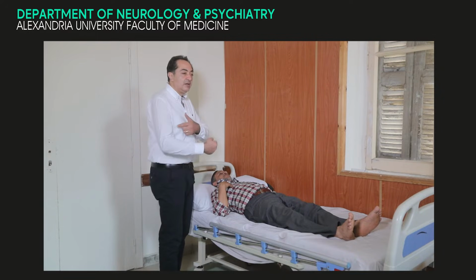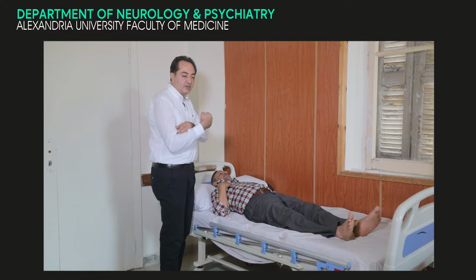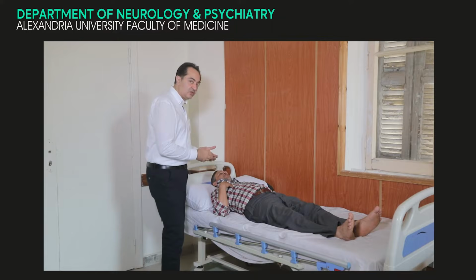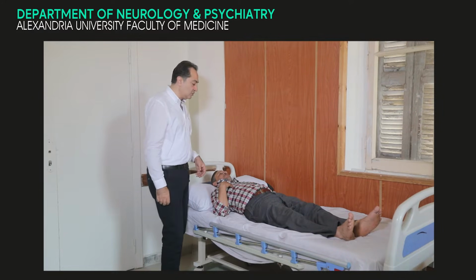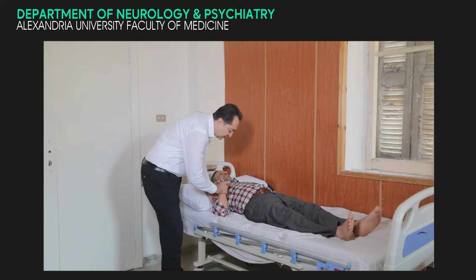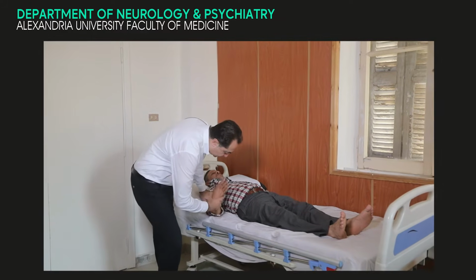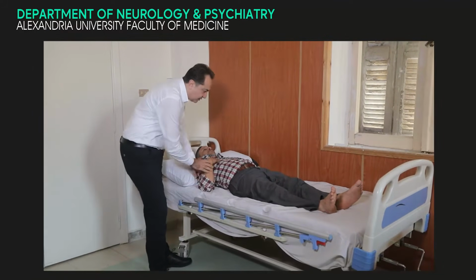So patients with spasticity will have more tone in the flexors than extensors, while patients with rigidity have equal increased tone in the flexors and extensors. That's what we feel in this. So in patients with rigidity, I will have increased tone like that and that, while in spasticity, I'll have it here more than this way.